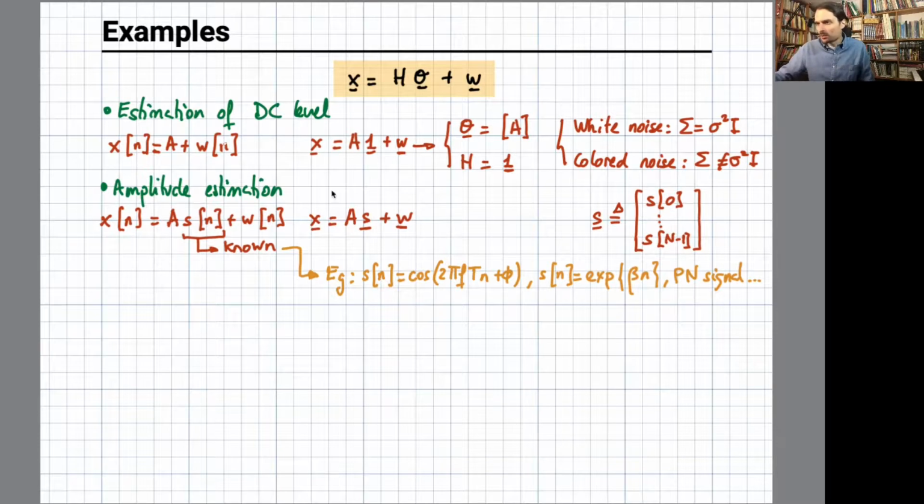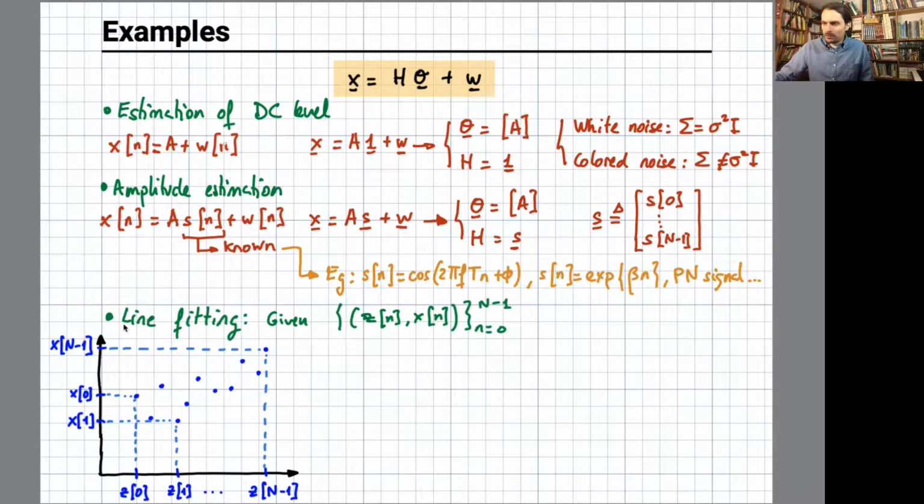Again, this can be expressed in vector form, in this case by defining this vector S. And it can be seen that this is just, again, a special case of this expression here, if we define theta in this way and H to be a matrix, again with a single column, but in this case this column is this vector.